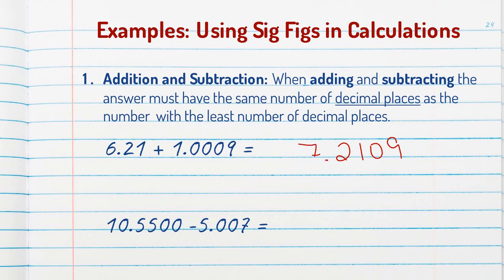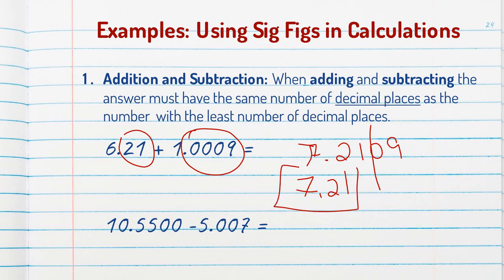7.2109. This is my raw answer before I do sig figs. Now I'm going to calculate the decimals. I have 2, and I have 1, 2, 3, 4 spots behind the decimal place. My answer only needs 2 behind the decimal. Truncate it here. Do I round up or down? Down. So that would be my answer. All right, I'm going to let you do the next one on your own.